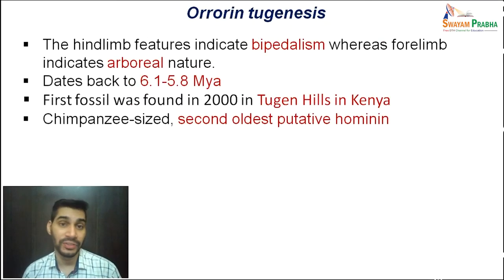The next fossil which we are going to discuss is of Orrorin tugenensis. The hind limb features indicate bipedalism, whereas the forelimb indicates arboreal nature. Arboreal nature means they were living on the trees. It dates back to around 6.1 to 5.8 million years ago. The very first fossil was found in the year 2000 in the Tugen Hills in Kenya, and that is why they have been named tugenensis. They were chimpanzee sized and second oldest, again putative hominin.